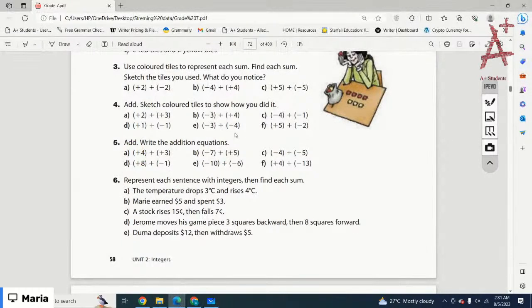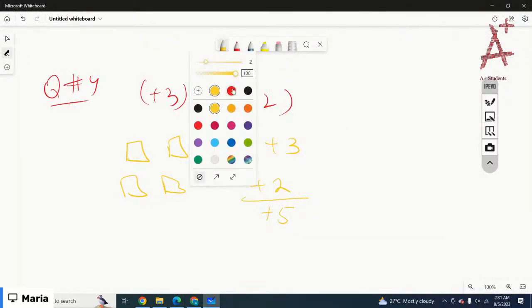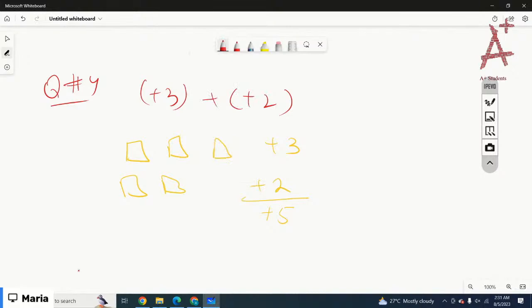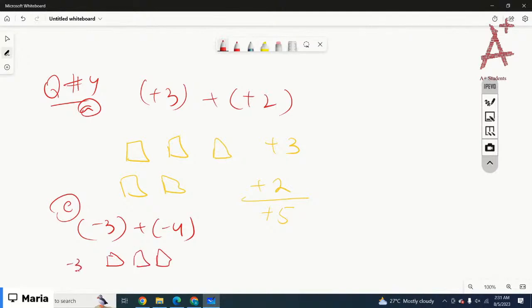Another one I'm going to do is -3 plus -4. Negative tiles are represented by the red color. This one represents -3. This one represents -4. So that means you just have to add all the tiles, right? So together they make 7 red tiles, so it makes -7. That means -3 plus -4 makes -7.